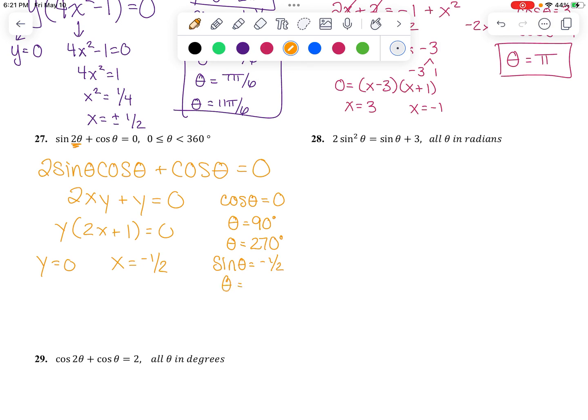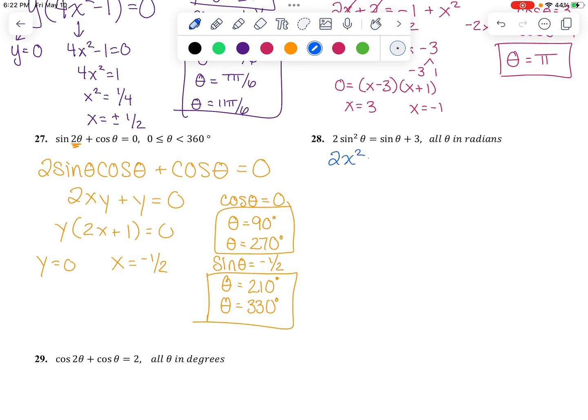Sine of theta is a negative 1/2 at 210 degrees and 330 degrees. All of these do work. In fact, generally speaking, it's very rare that you're going to get ones that don't work unless you're choosing to square both sides.